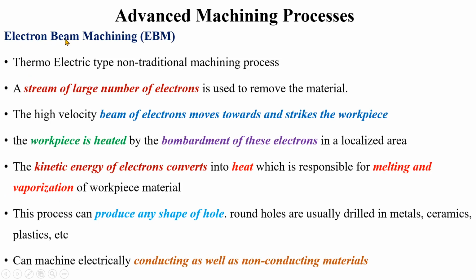So if you look into the applications of electron beam machining, it is mainly used to produce holes, or we can call it as drilling. So any shape of hole can be possible with EBM. So here in case of EBM, round holes are usually drilled in metals, ceramic as well as in plastics. And we can also machine electrically conductive as well as non-conductive materials with electron beam machining.